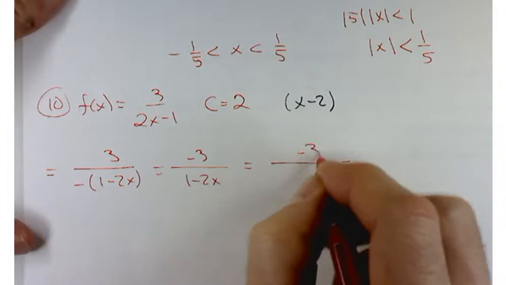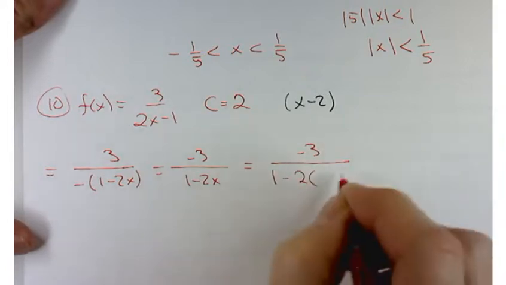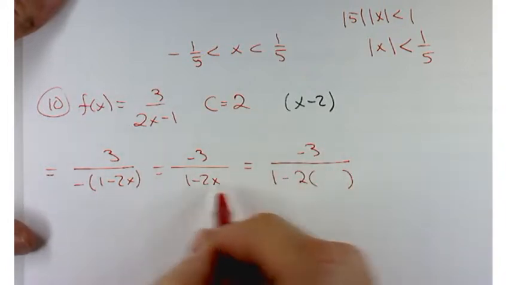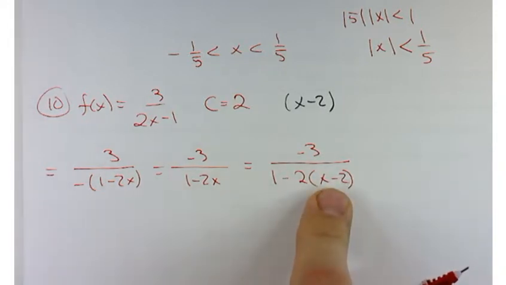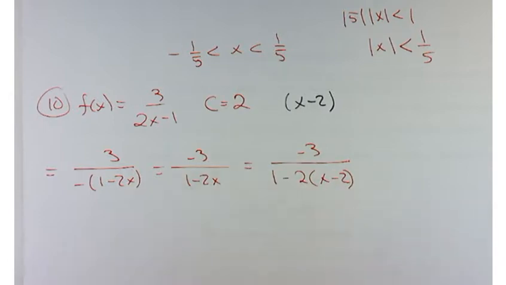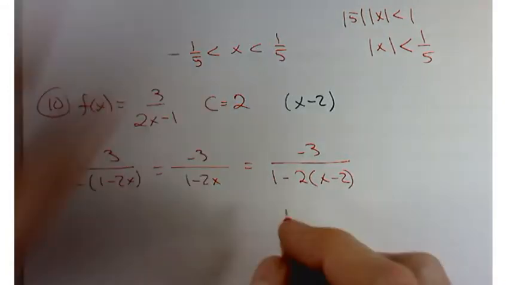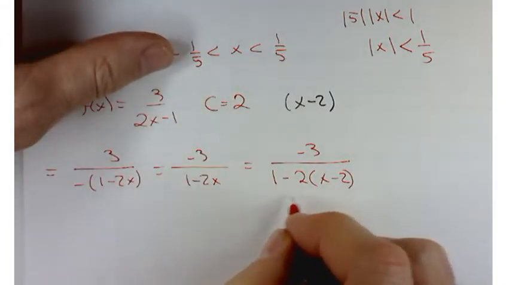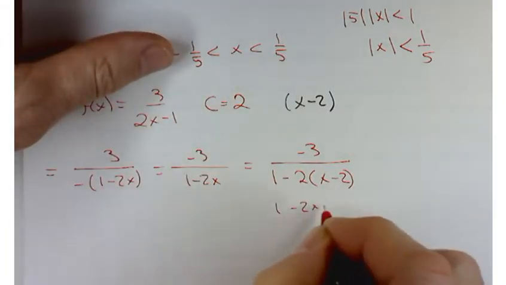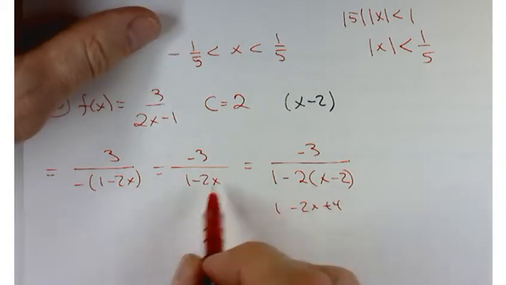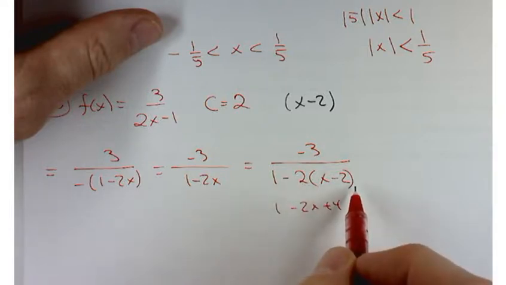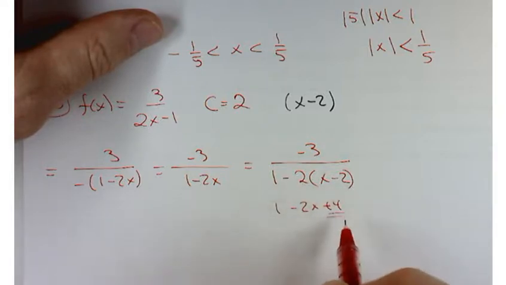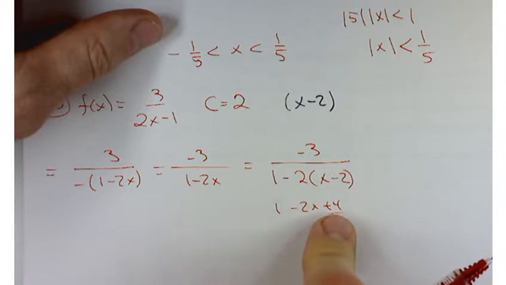And I got to be pretty careful. If I replace x with x minus 2, now I'm getting something that has a center of 2, but I've changed the value of my denominator. Let's take a look at what this would be. It'd be 1 minus 2x plus 4. So really, by replacing this with x minus 2, the net effect is that I've added 4 to that term in the denominator.